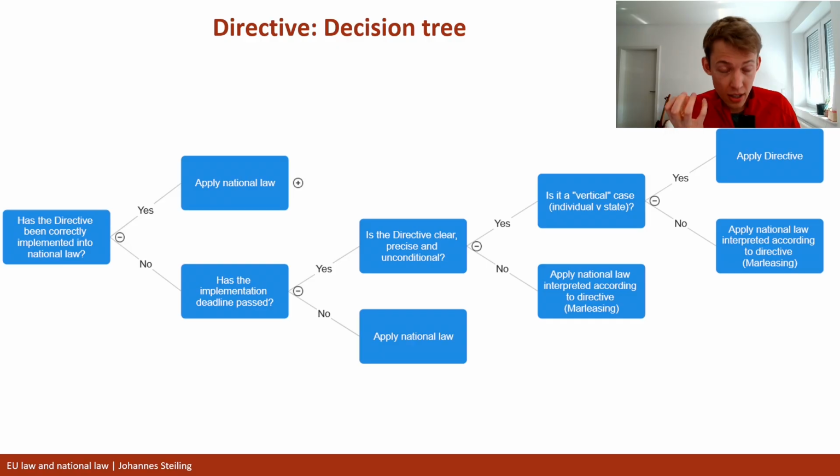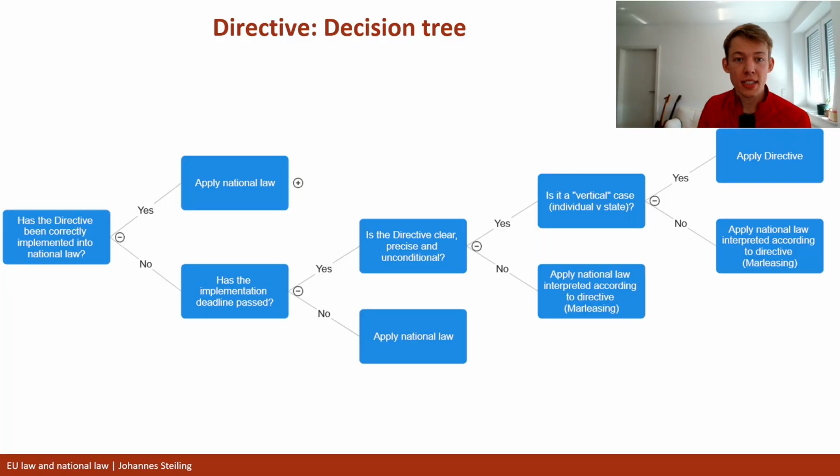So this is the only case in which we have full primacy in the sense that we test the directive for direct effect. Now we also have a vertical case. So now remember, obviously we would still try to first interpret, but if we can't interpret in accordance with the directive, then we would actually disapply national law in this case and apply the directive. But we would only do that because the directive has direct effect and it is a vertical case, right?